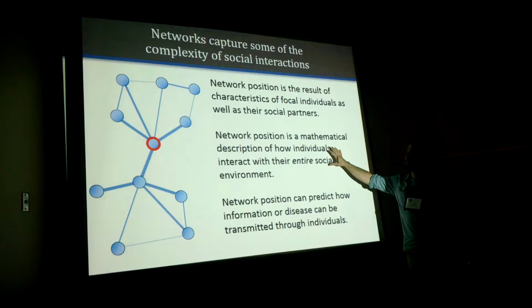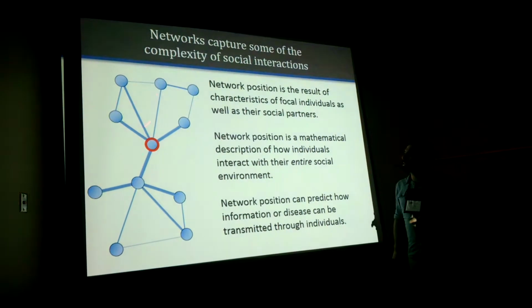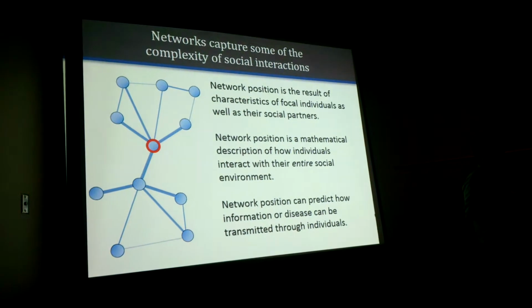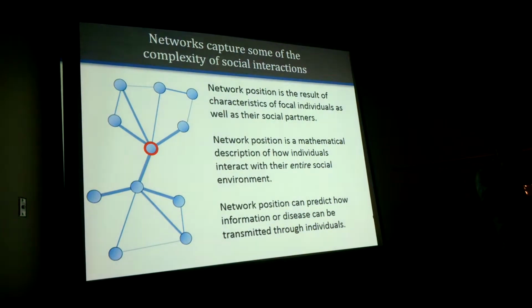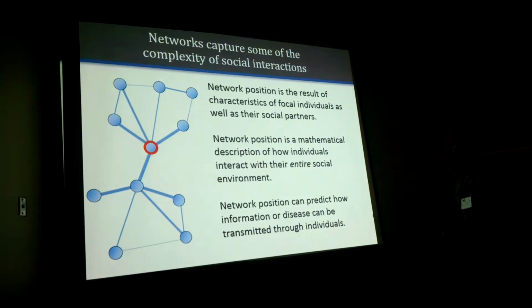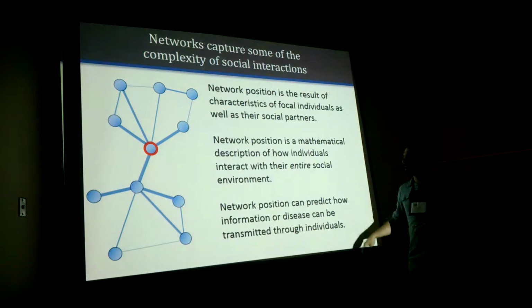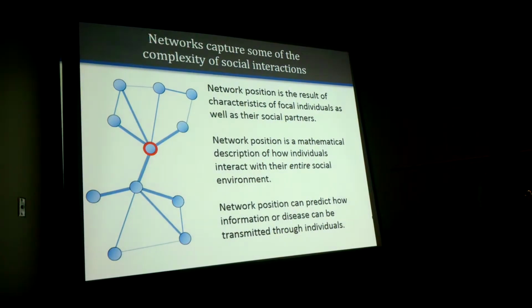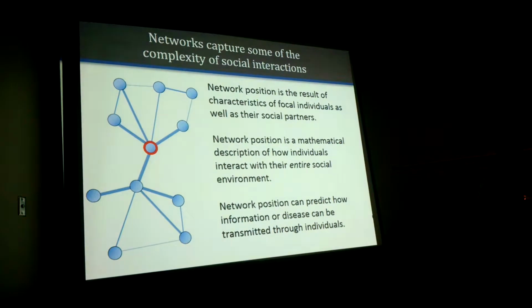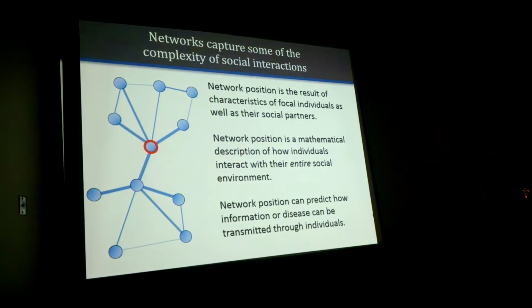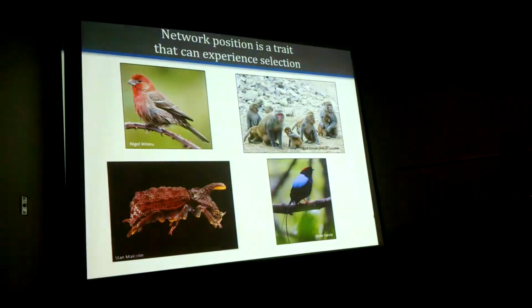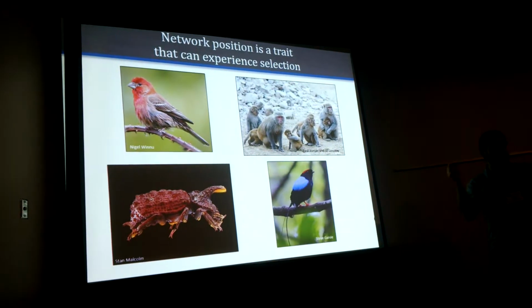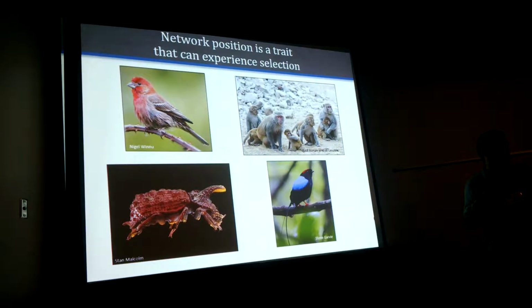The individual network position, where an individual lies in this network, can be mathematically described, and it's a description of how individuals interact with their entire social network. So we can simultaneously look at all these interactions in one analysis. Network position has been shown to predict how individuals receive information, how information flows through an individual, or also how diseases are transmitted and the role that individual plays in that transmission. Indeed, a number of studies have shown that an individual's network position co-varies with their fitness.